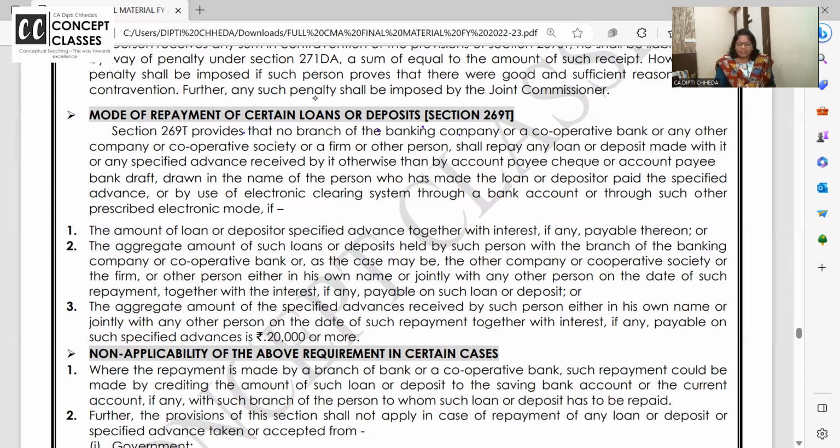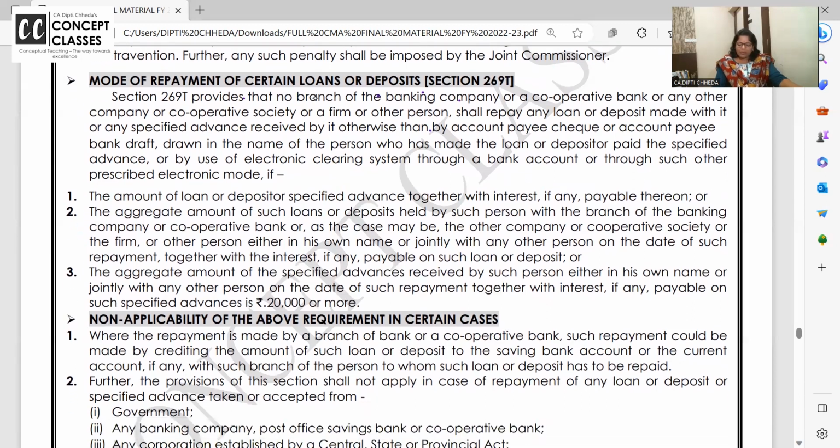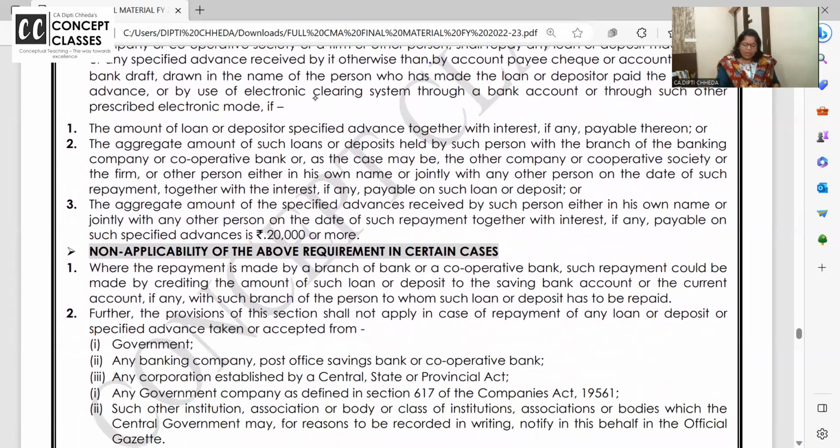269T provides that no branch of banking company or cooperative bank or any other company or a firm shall repay any loan or deposit made with it or any specified advance received by it otherwise than by account payee check or account payee draft in the name of the person who has made the loan or deposit or by use of electronic mode. So do it by electronic mode. Amount of loan or deposit advance together with interest if any. Loan तो you took by check and loan you repaid by cash, but interest cash में दिया या interest का figure भी लेंगे loan के साथ.